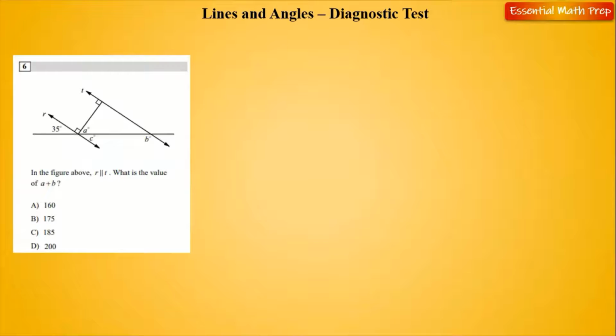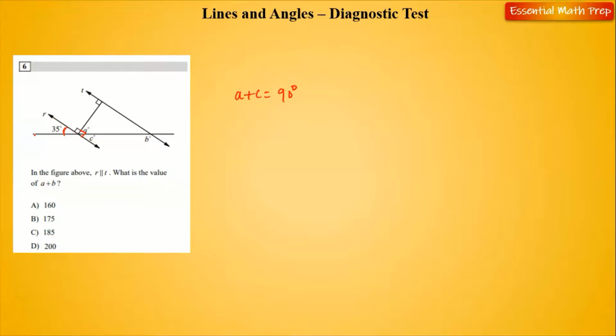Right, this is an interesting problem. You're told that lines R and T are parallel and this angle is 35, right? So we know that this angle is 90. That means this angle should be 90 as well, right? So A plus 60 is 90 degrees, right? Does that make sense?